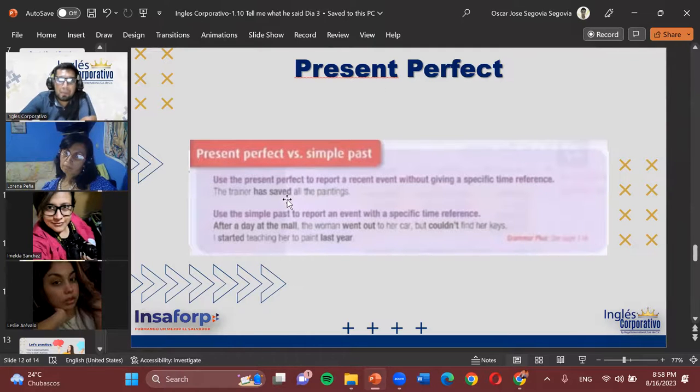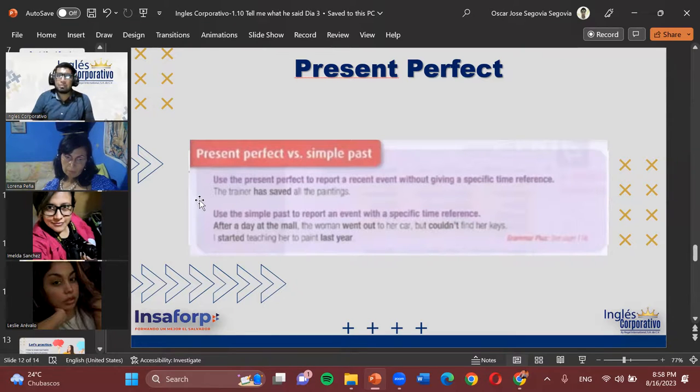So, the present perfect versus simple past. When to use which? Well, that is the topic that we're going to be facing from here on. And this is the topic that we're, of course, going to be dealing with tomorrow. Now, as an introduction, we need to know that we use the present perfect to report a recent event without giving a specific time reference. So the present perfect has always been about that. The present perfect is only to talk about situations that you have already experienced, but you don't necessarily mention when that happened. On the other hand, the use of the simple past is to report an event with a specific time reference. So that is going to be the main thing.